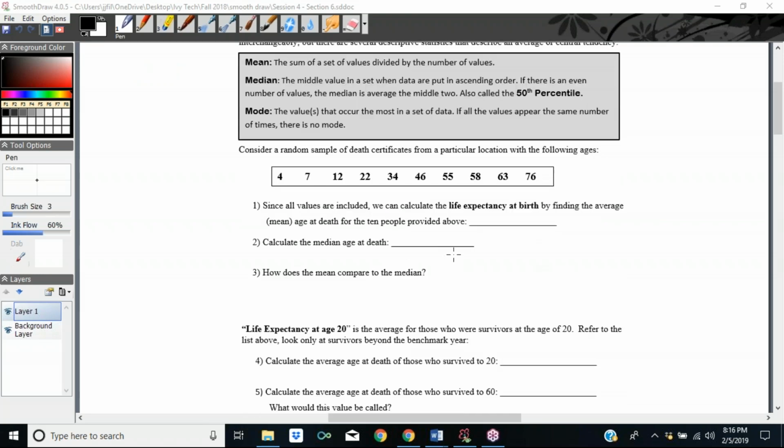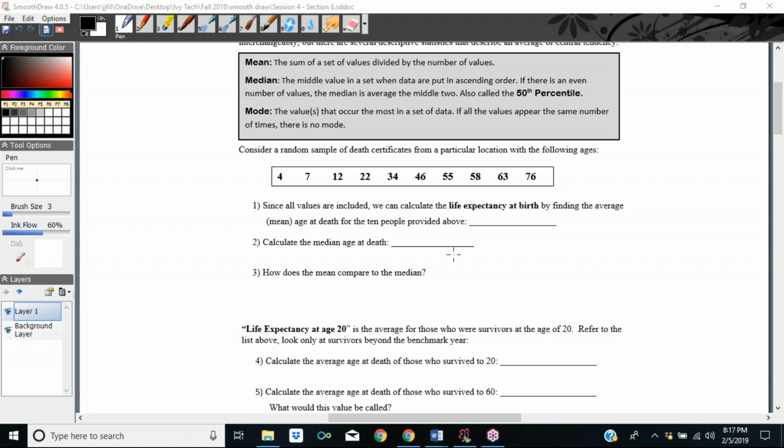So let's look at these examples here. It says, consider a random sample of death certificates from a particular location with the following ages. And they give us 4, 7, 12, 22, 34, 46, 55, 58, 63, and 76. And it asks us to find the life expectancy at birth by finding the average at death for the 10 people provided above. So there's 10 numbers there. We're going to find the average.